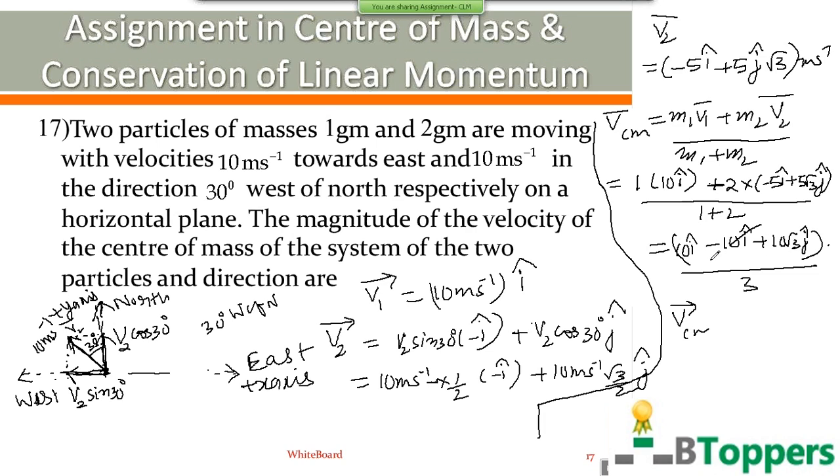So the velocity of the center of mass, you get 10 root 3 j cap by 3 meter per second, or you get 10 by root 3 j cap meter per second. j cap is the unit vector along the positive axis towards north. That means the magnitude of the velocity of the center of mass is 10 by root 3 meter per second. The direction of the velocity of the center of mass is towards north along the positive axis.